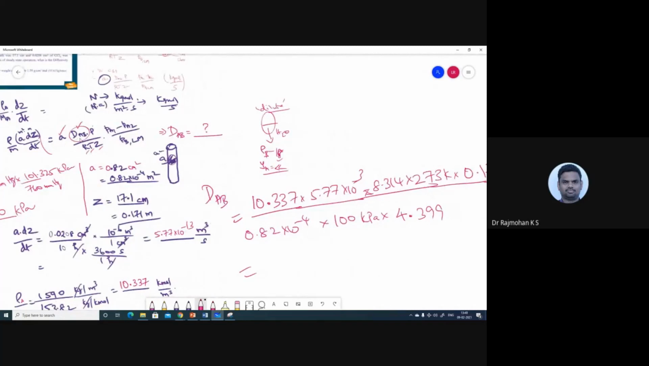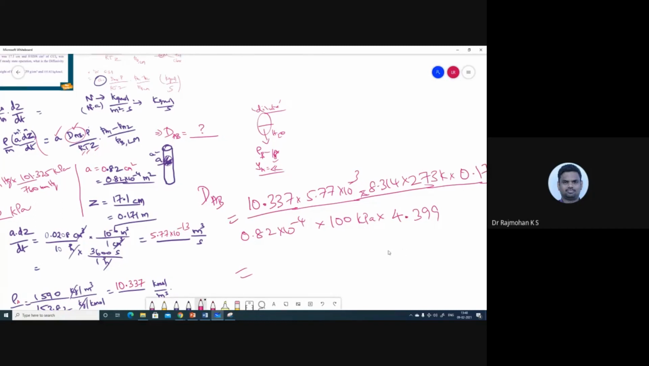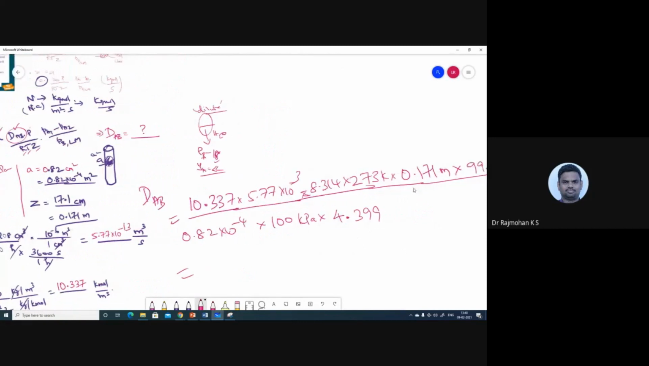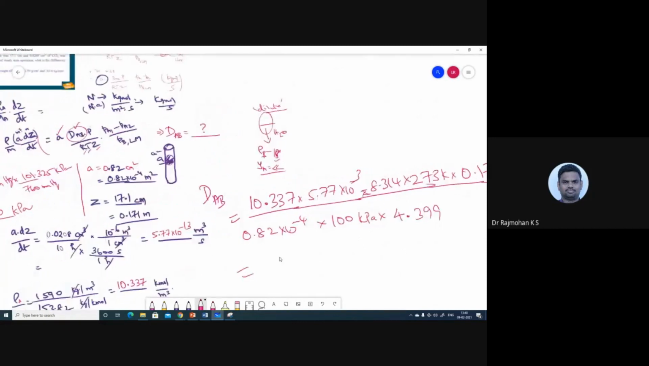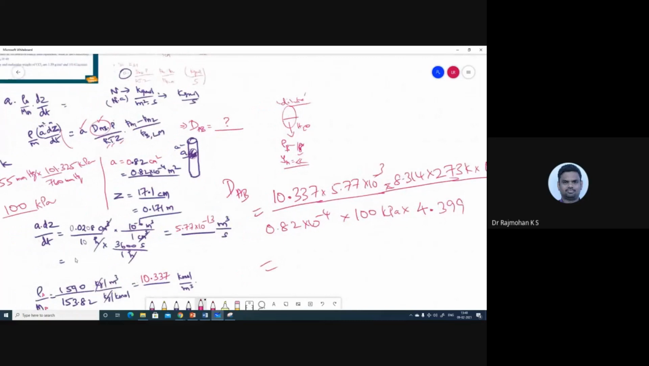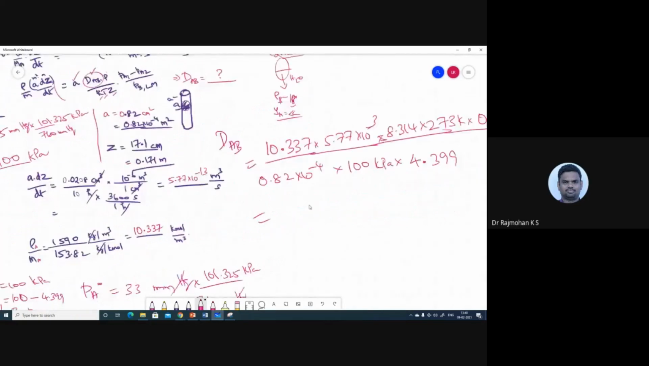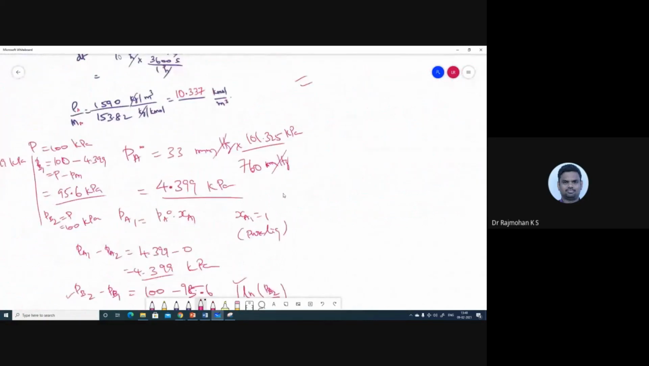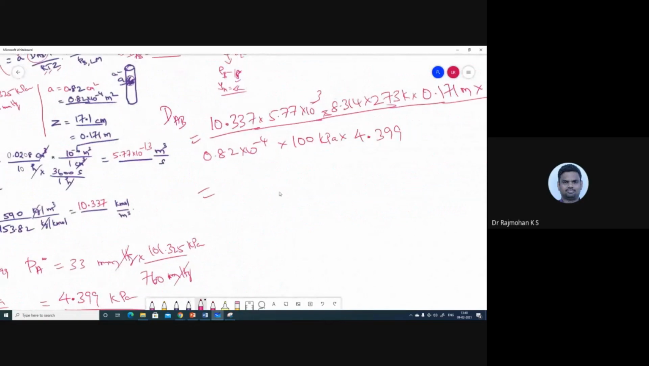On the right hand side, except DAB, everything else is taken to this side. So we have A in the denominator, dA 0.82 into 10 power minus 4, total pressure in the denominator 100 kilopascal, RTZ in the numerator 8.314 into 273 Kelvin into 0.173 m, and then PA1 minus PA2 in the denominator. So we have PA1 minus PA2 as 4.399 kilopascal.